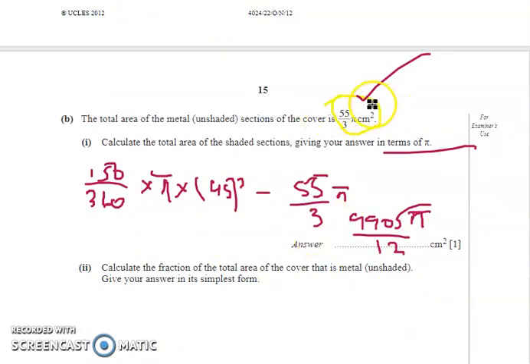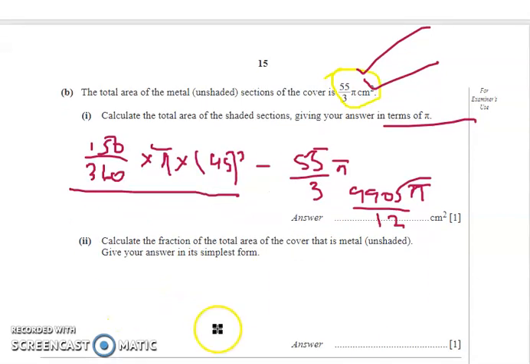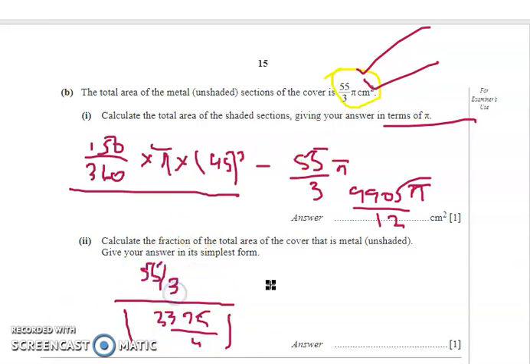तो unshaded ये रहा हमारे पास. टोटल हमारे पास जो आया था वो ये है. Let's just find the total again. 150 divided by 360. हम पाई को इग्नोर कर देते हैं बिकॉज पाई पाई कैंसिल हो जाएगा. मल्टीप्लाइड बाय 45 स्क्वायर, राइट. तो हमारा जो टोटल एरिया आ रहा है हमारे पास, दैट इज 3375 over 4. ऑलराइट, और हमारे पास जो शेडेड है वो 55 अपॉन 3 है. हमने पाई ऑलरेडी कैंसिल कर दिया.